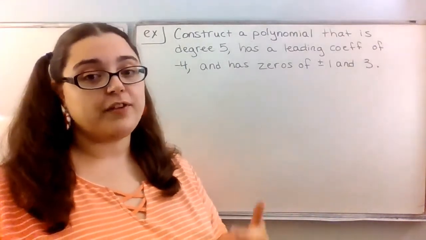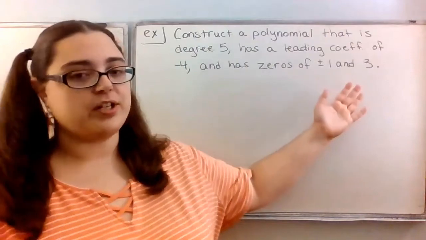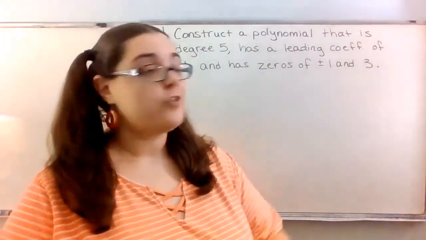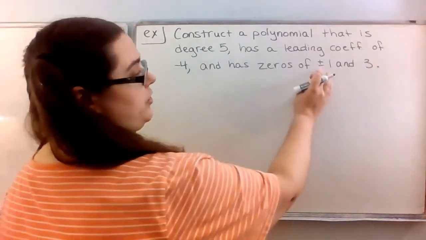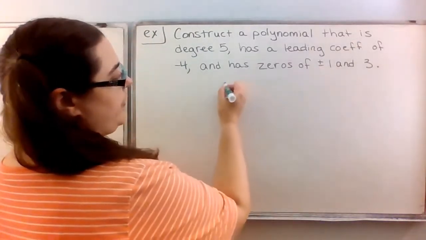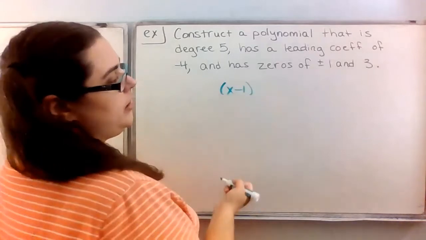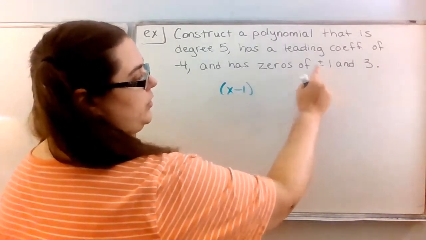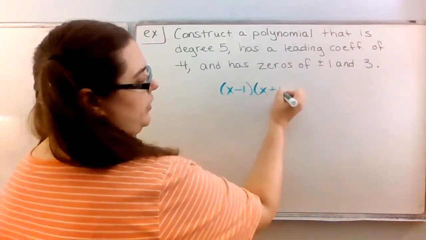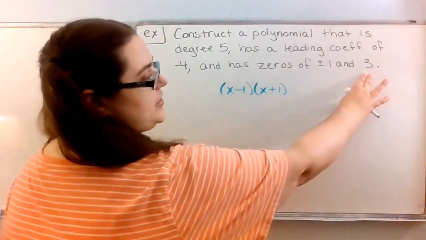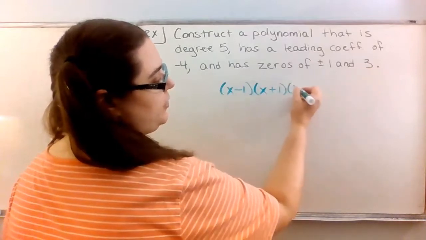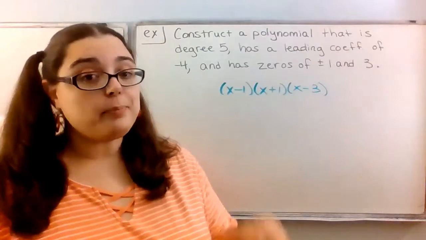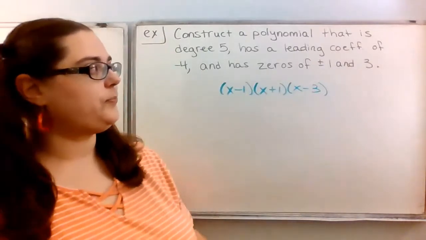Because remember that if a polynomial has a 0 of a particular value, then that means it has a factor of x minus that. So because I have a 0 of +1, I'm going to have a factor of x minus 1. Because I have a 0 of -1, I have a factor of x plus 1. And because I have a 0 of 3, I have a factor of x minus 3. So that's my first step, to figure all these out.